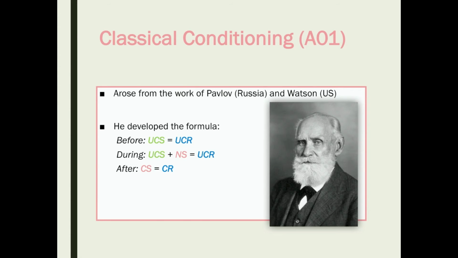Classical conditioning then. Classical conditioning arose out of the work of Ivan Pavlov, who was a Russian physiologist. He was interested in animal physiology. He was looking at salivation. He developed this formula, which jot down now. It's a shorthand for what we're going to go through next.